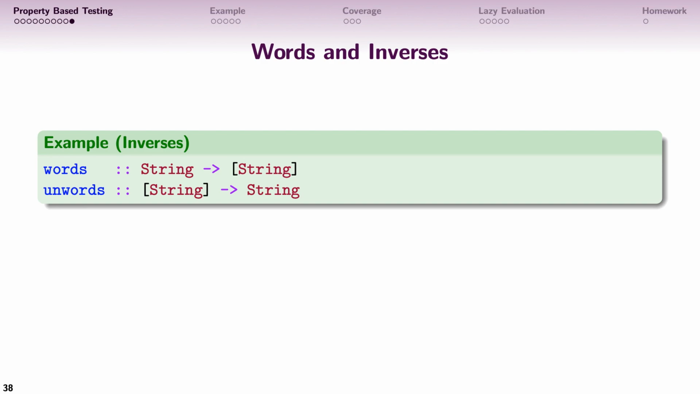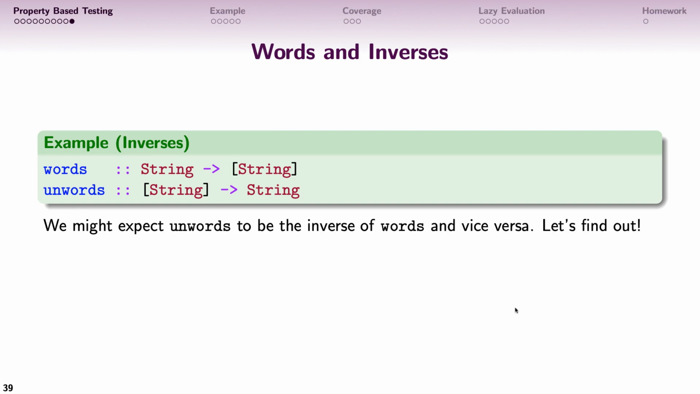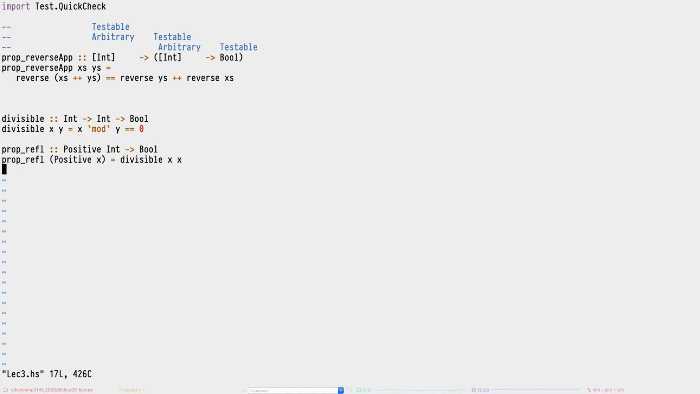So let's look at these two functions. We've seen at least one of these functions before. I believe we've actually seen both. Words and unwords. Words breaks a string apart into the component words, and unwords does the opposite. It stitches them back together. So we might expect that these two functions are inverses, right? If I do words and then unwords, or unwords and then words, then I'll get back the same result. So let's try that, experiment a bit with QuickCheck to see if that's true.